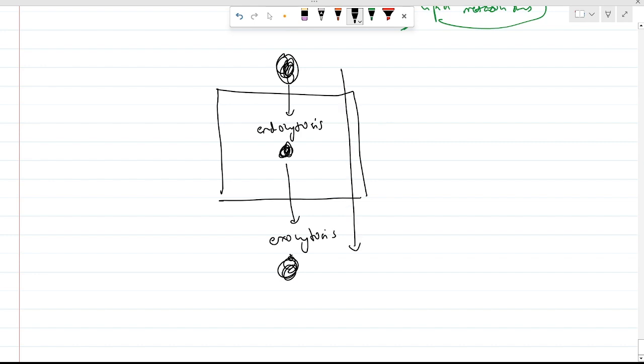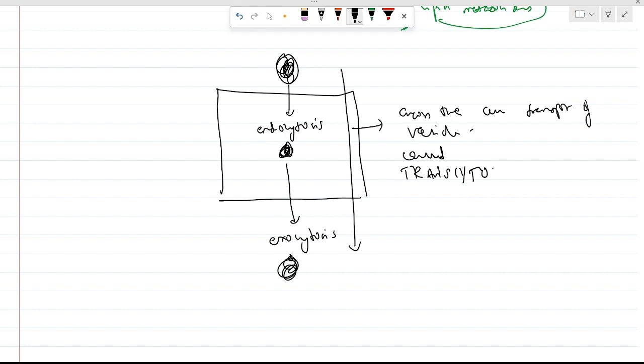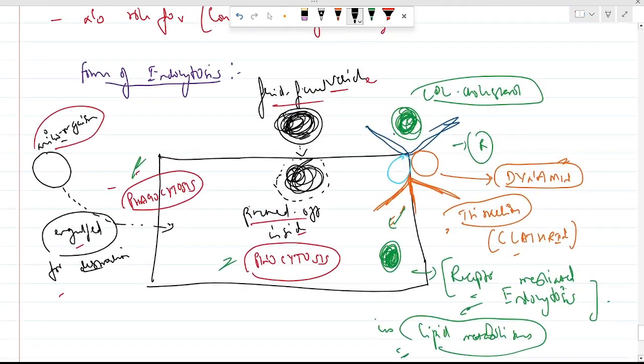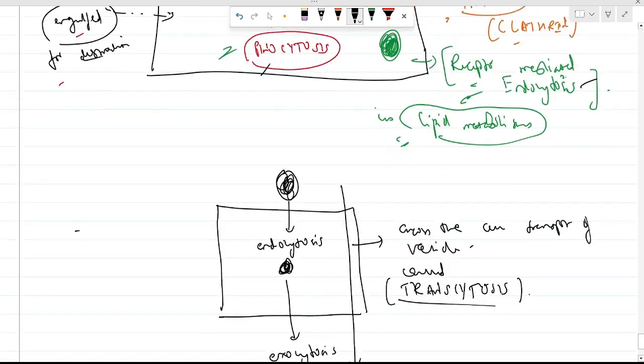This transport of vesicles across the cell is called transcytosis. This is another example of vesicle transport across the cell membrane, called transcytosis. We have seen these three types of endocytosis: pinocytosis, phagocytosis, and receptor-mediated endocytosis.